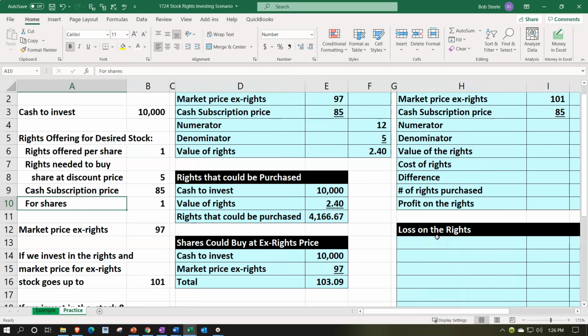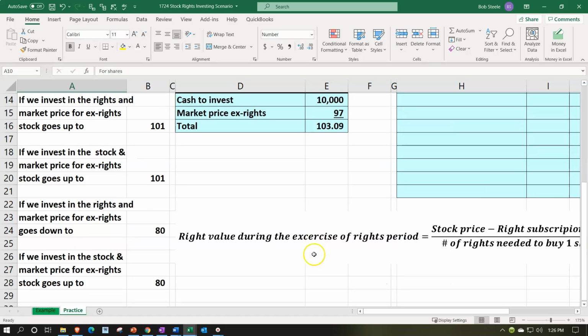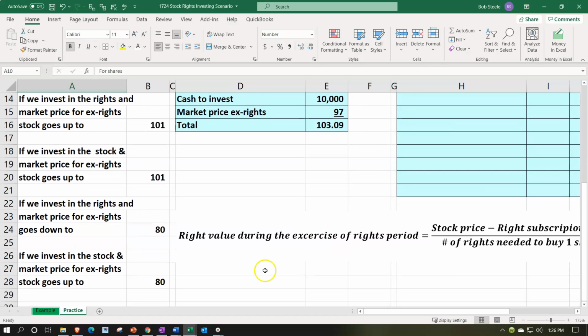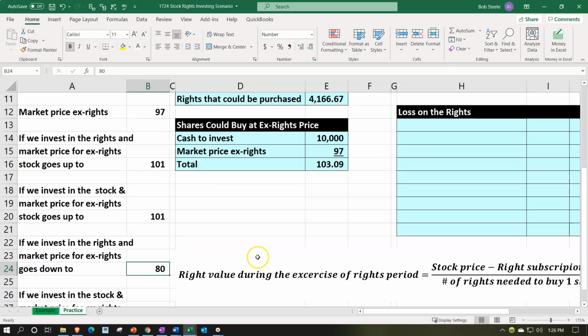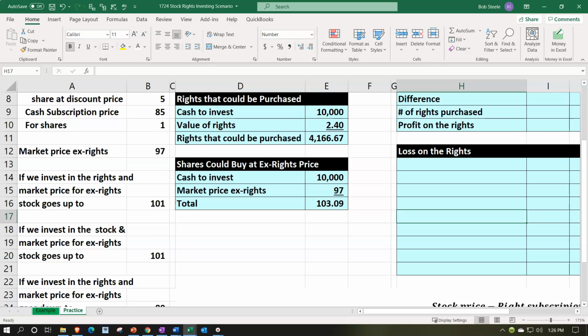So let's think about the opposite situation. Say, what if we invest in the rights and the market price for the rights goes down to 80, so a substantial decrease, and we'll do the same type of thing. What if we got the investment? So what's the loss going to look like on the loss side of things?